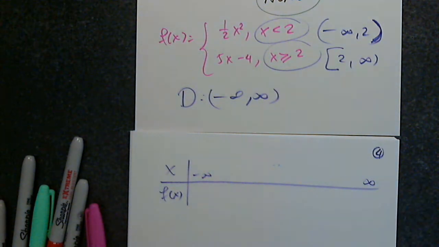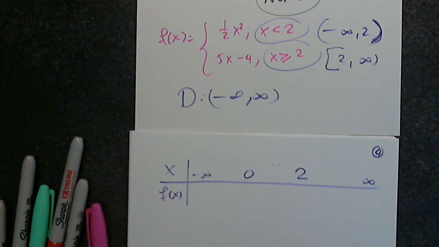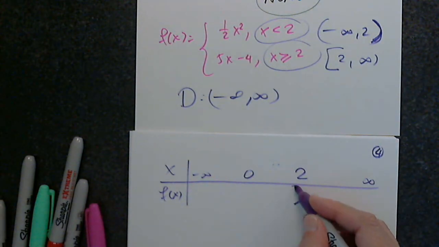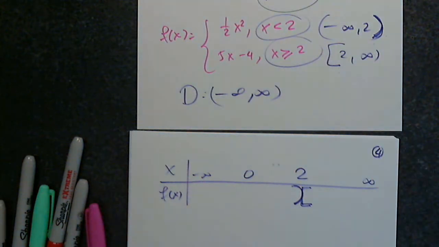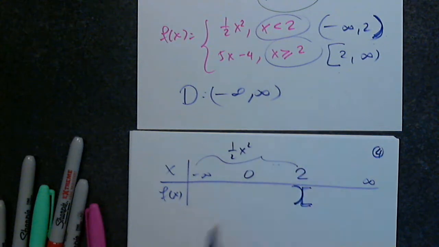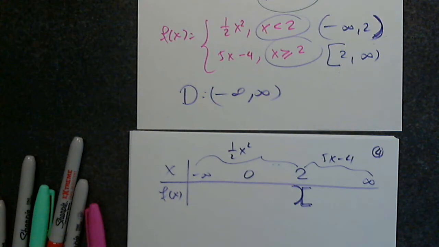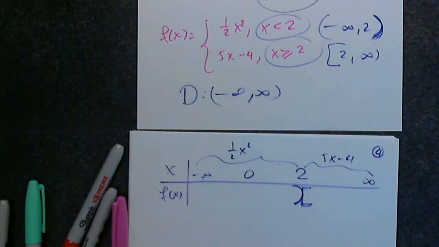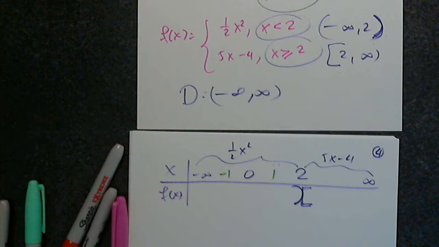Negative infinity to infinity. I have 0 in the table and of course 2, mandatory. And I copy the two symbols, they're touching. One is a parenthesis to the left, facing left, and the other one is a bracket facing right, exactly what I have here. I'm just copying them under 2. And the first piece uses 1/2 x squared. Of course, the second piece uses 5x minus 4. I'm going to plug in -1, 1, and 0.